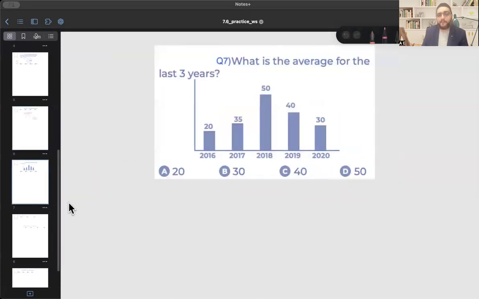Next one, what is the average of the last 3 years? I told you before, you have to read the graph carefully because sometimes they start from here, 2020, then 2019, then 2018, and so on, in decreasing order. To find the average, you just add the last 3 numbers over 3. 50 plus 40, which equals 90, 90 plus 30, which equals 120, 120 divided by 3 will be 40. So the answer is 40. As you know, the average is the same as the mean. To find the mean, just find the sum of the numbers over the count of the numbers.